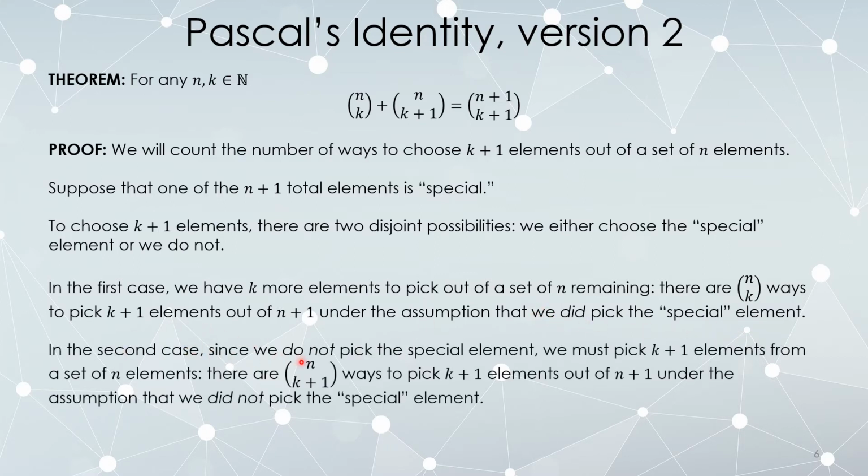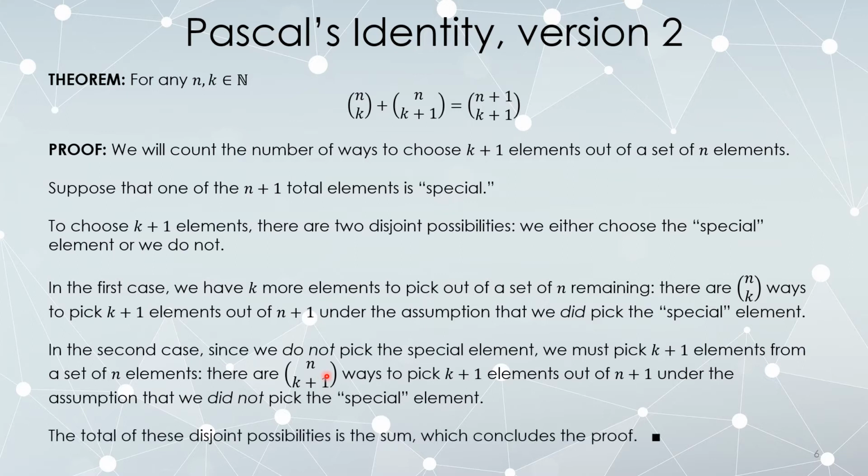But what if you don't pick the special element? Then you have to pick k plus 1 elements all from the unspecial elements, and there were n of those. So you're trying to choose k plus 1 elements out of n because you are specifically not picking the special one. So there's this many ways to choose the special object and this many ways to not choose the special object.